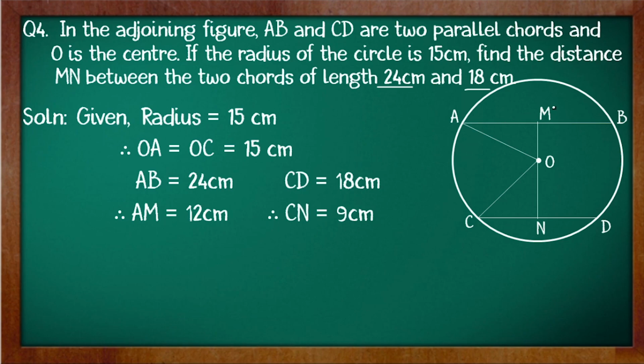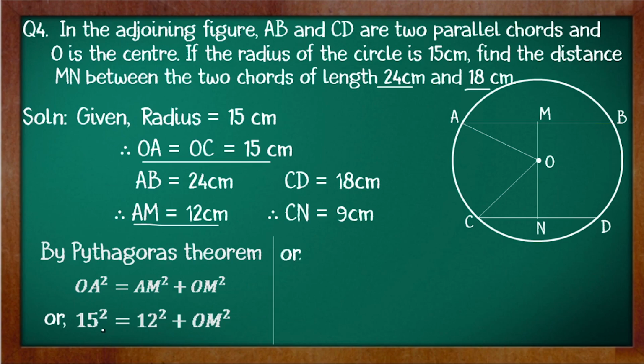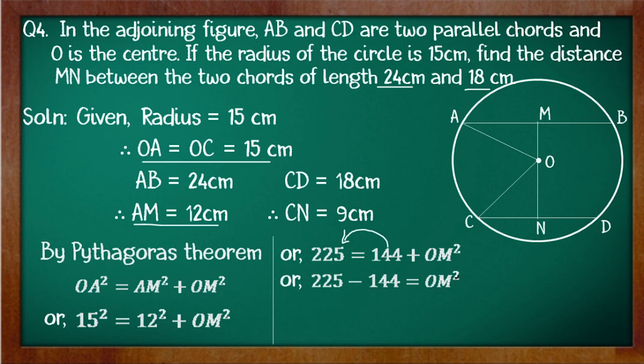Okay, now we'll be using this triangle AOM, and we'll be using Pythagoras theorem on this right angle triangle. So by Pythagoras theorem, OA squared is equal to AM squared plus OM squared. So OA is the hypotenuse, AM is the base, and OM is the perpendicular. So this is by Pythagoras theorem. So what is the length of OA? OA is given as 15 and AM is given as 12 centimeters. So OA is 15 squared and AM is 12 squared. So we'll have 15 squared is 225 and 12 squared is 144. We'll be taking 144 onto the other side. So we'll have 225 minus 144 is equal to OM squared. So 225 minus 144 will give us 81, and that will be OM squared.